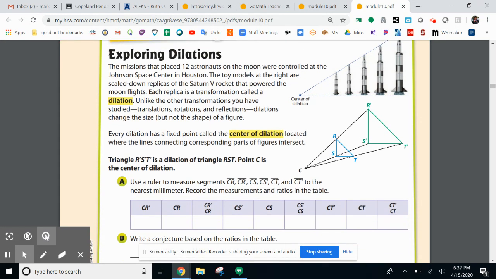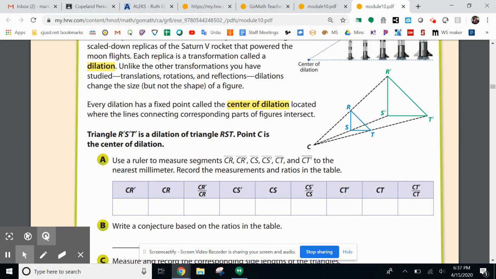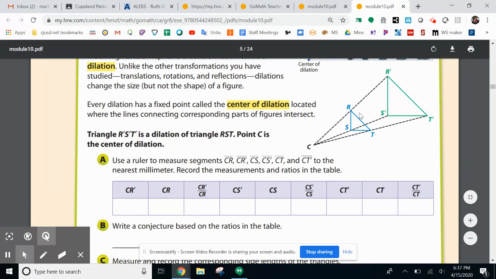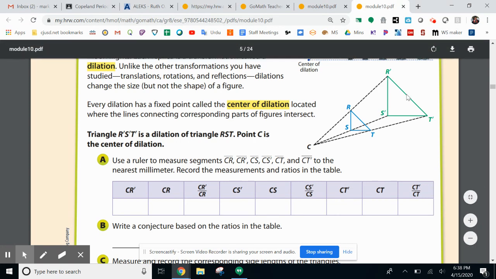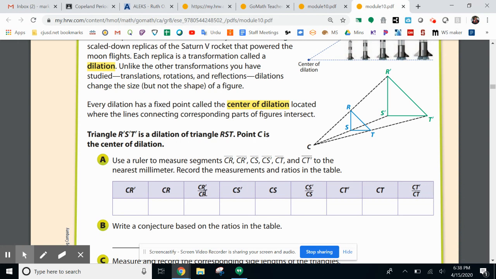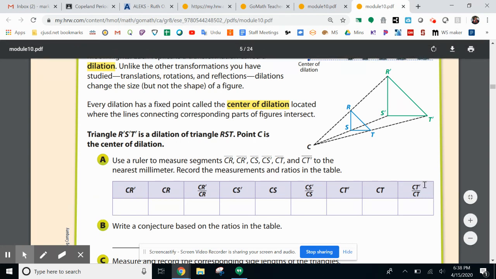So I'm going to scroll down a little bit here. We have these two triangles, this blue triangle RST, and this green triangle R prime, S prime, T prime. If you remember, those little primes on top of those letters mean that it's the second version. So it started with the blue and moved to the green. Okay, so you can tell that it got bigger, right? You can tell it got bigger, but we want to know exactly how big and how we can see that.